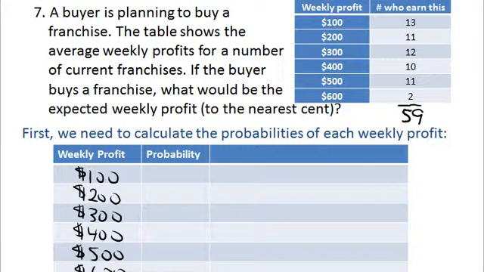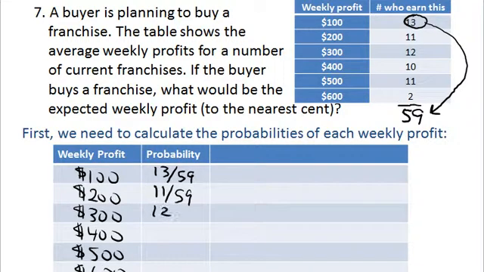Now to calculate the probabilities, we simply take the number that made each level of profit and divide by the total. So 13 out of 59 made a $100 profit. And then going down the line, 11 out of 59, 12 out of 59, 10 out of 59, 11 out of 59, and 2 out of 59. And notice if you add those up, you'll get 59 out of 59, which is a probability of 1.